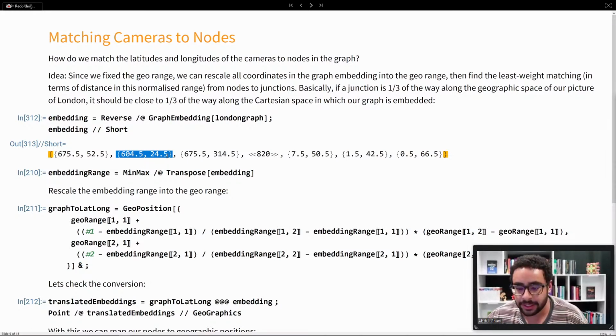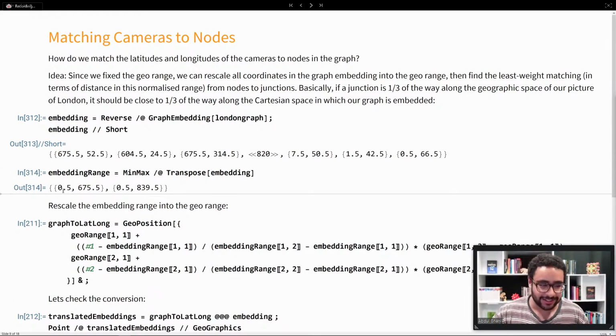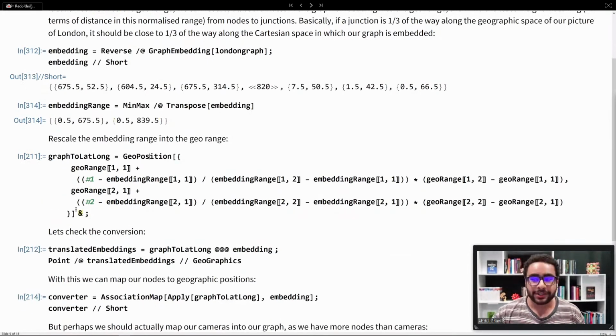Now, again, we're going to want to sort of rectify this geographic and embedding range. So I'm going to do something similar to what we did before. We have yx, yx, yx, yx, but I want y, x, x, x, and then I want the minimum and maximum of the y's and the x's. So that's what the embedding range will do, and it'll give us our minimum and maximum y, or minimum and maximum x. And then I'm going to create this function. This is called graph to latitude longitude. It'll take something like this, and it'll spit out where it exists in the geographic range now.